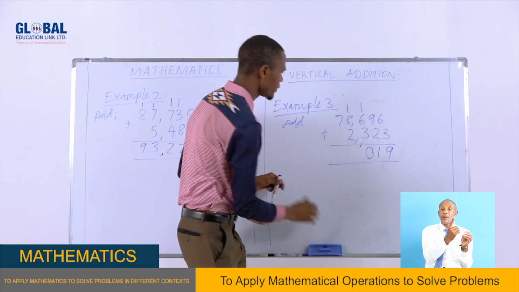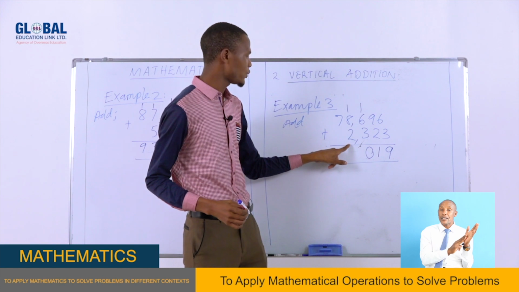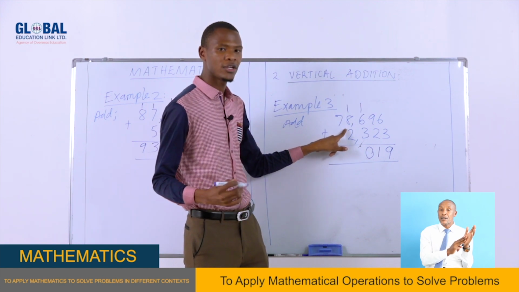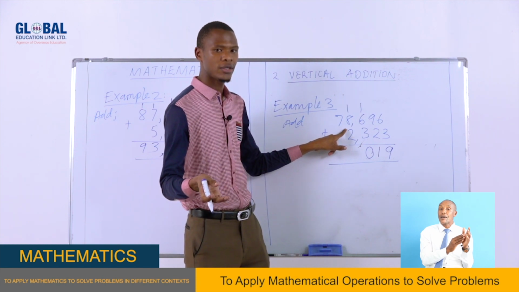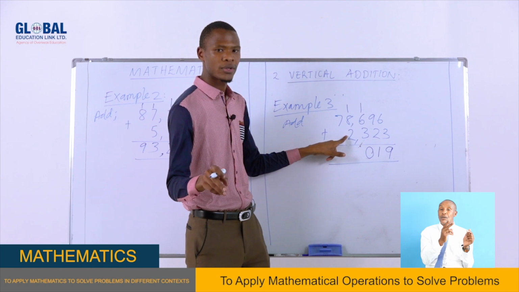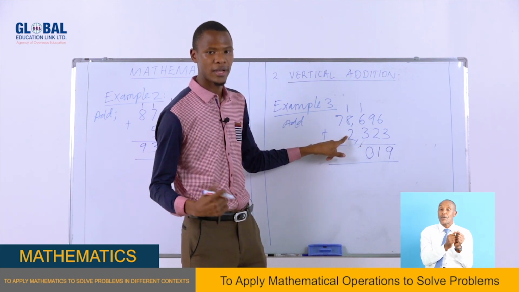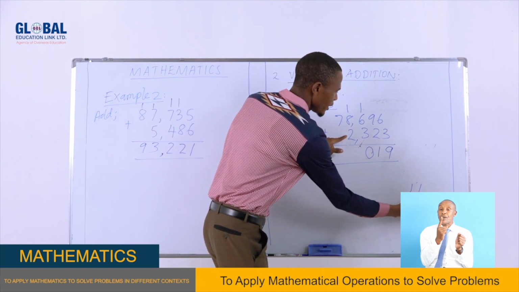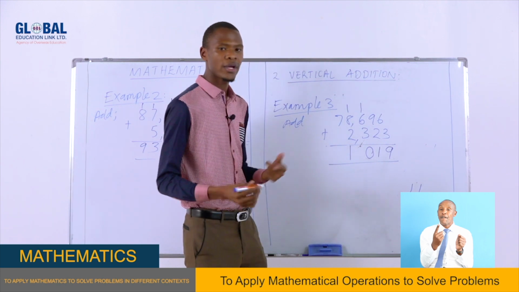So in the place of thousands here, we have 1 plus 8 plus 2. 1 plus 8 equals to 9. Take 1, add it to 8. You get 9. 9 plus 2. So 9, when you add 2, you'll get 11. So 11 here, we write 1, and then we carry 1 forward.